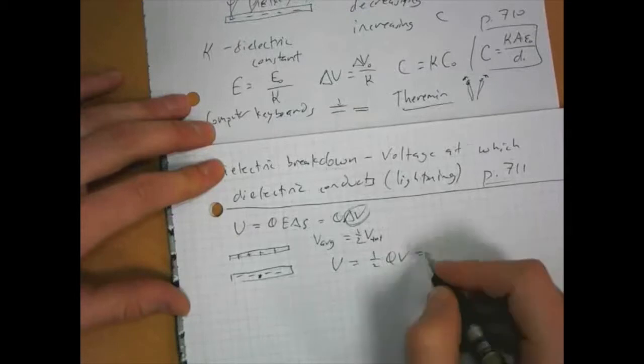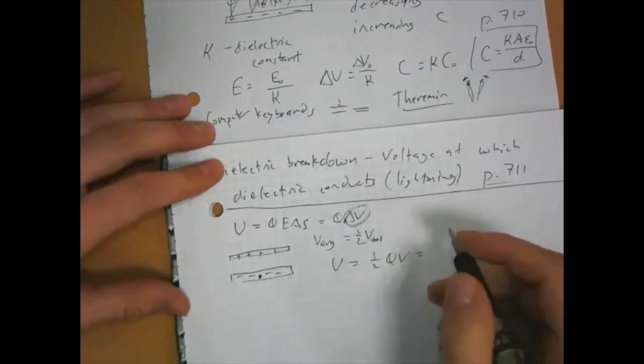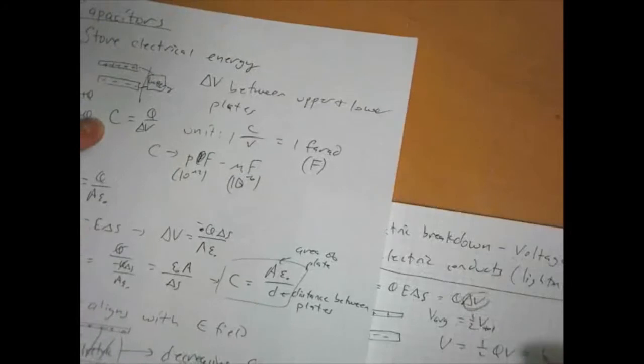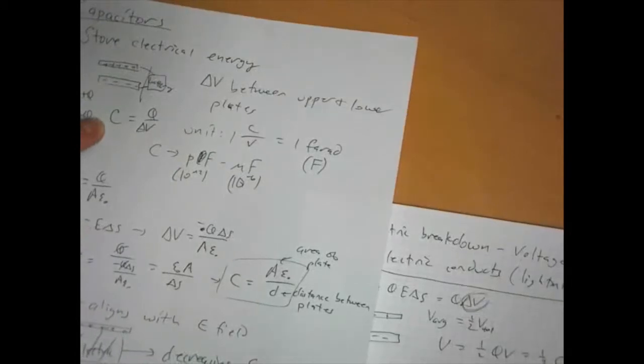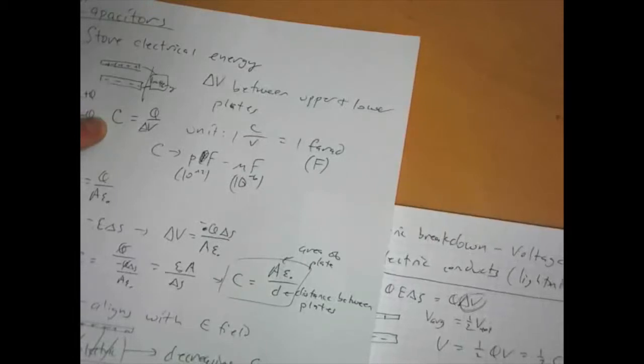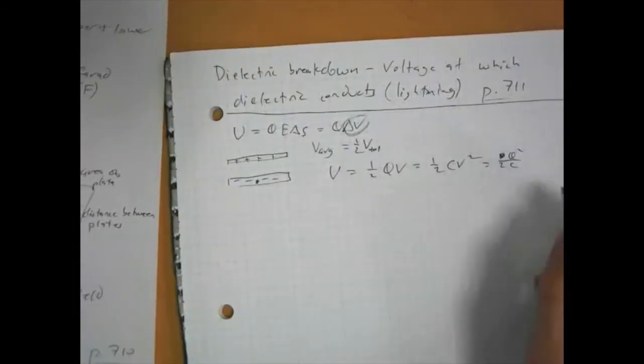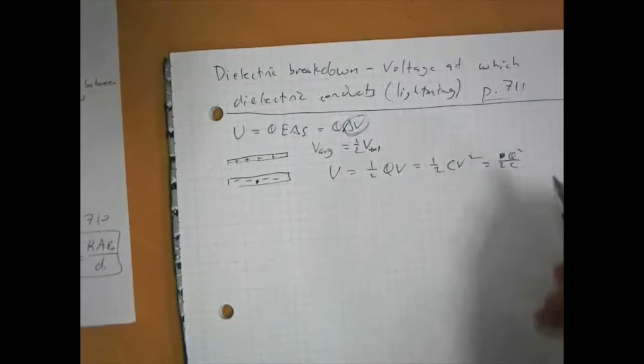And doing a little substitution here, using the substitution that C is equal to Q over V, we can also write this as 1/2 CV squared, or as 1/2 Q squared over C, or Q squared over 2C. So those are three different ways you can write the energy stored in a capacitor.